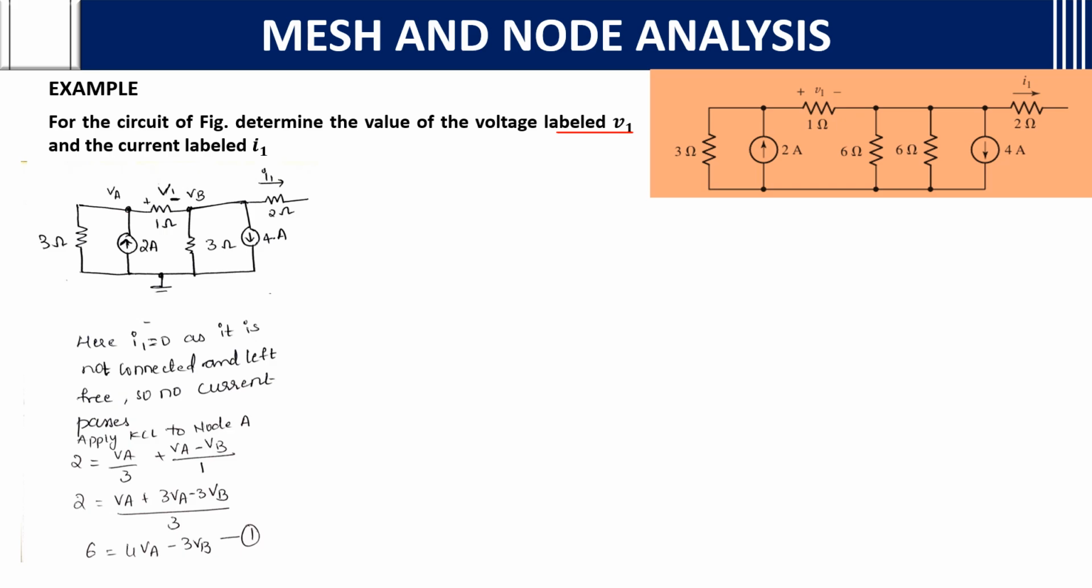After taking, you will consider the reference point also as 0. After doing this, what do you need to do? Apply KCL to node A, first node A.